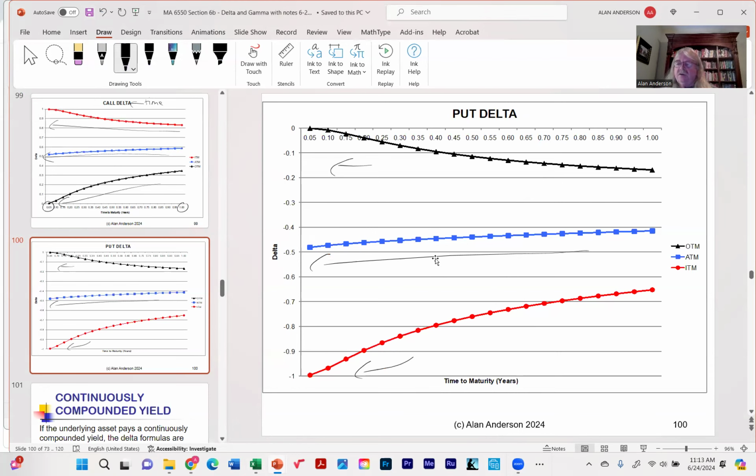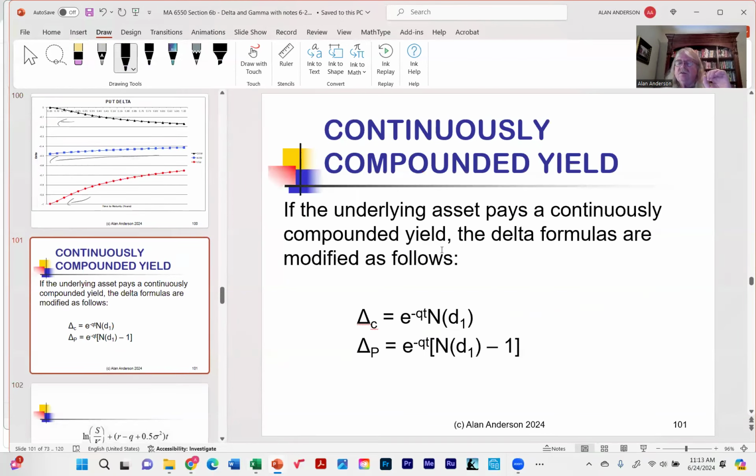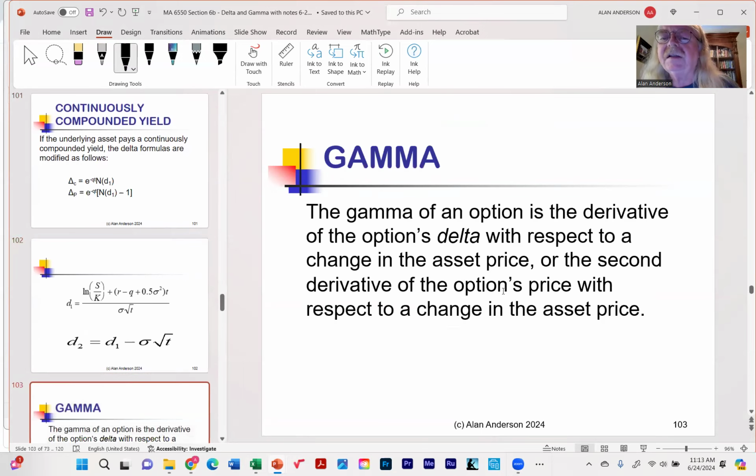Now, if there is a yield, there's a Q involved, the formulas are going to be slightly different. I just want to show you, all you're really doing is multiplying the original values by e to the minus qt, which unless Q is a huge number, is going to be very, very close to 1, like 0.99 something. So this is a very small adjustment that needs to be made if your asset does provide some kind of cash flow. Just want to mention that.